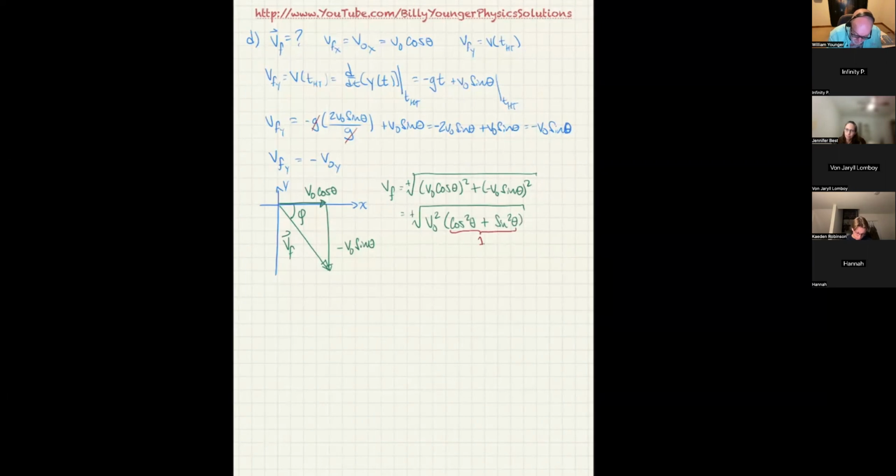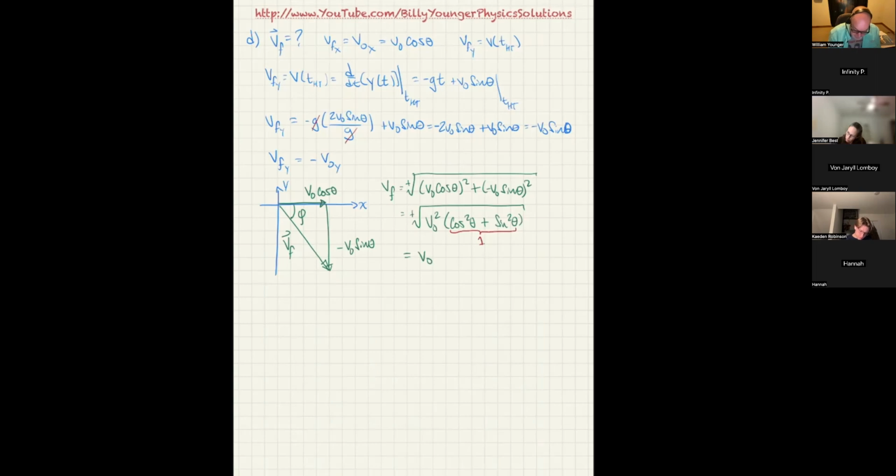And then, of course, you end up getting just V0. Okay, so the magnitude actually has the same magnitude as the original one, which we sort of knew because, like I said, everything looked the same. The only thing that changed was the direction of the y component.